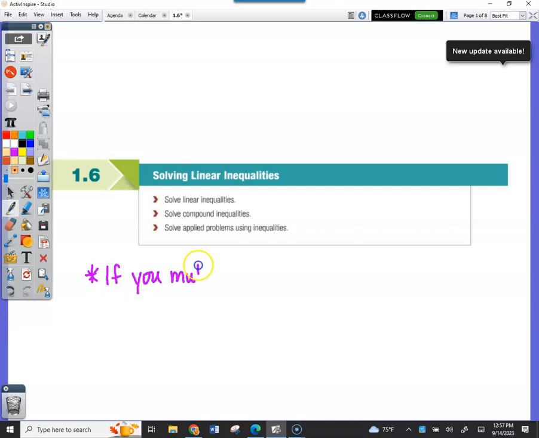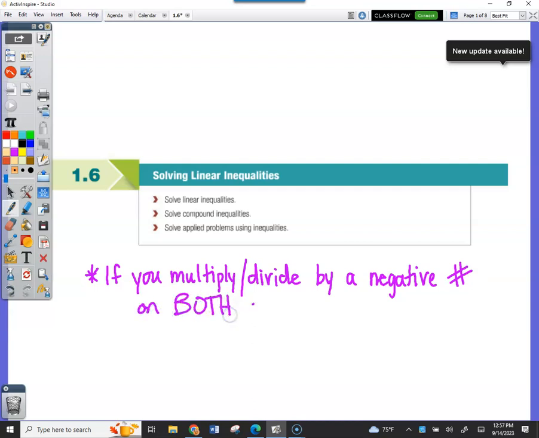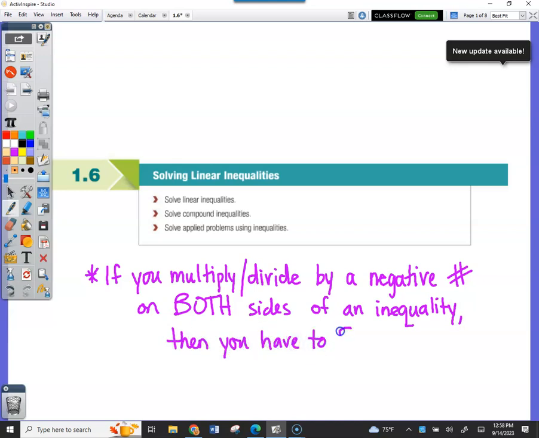Before we dive into the lesson, I do want to remind you, if you multiply or divide by a negative number on both sides of an inequality, then you have to flip the sign.